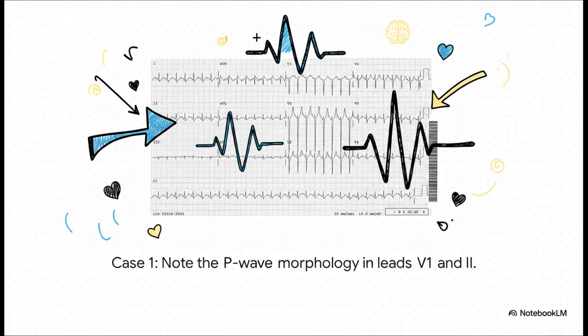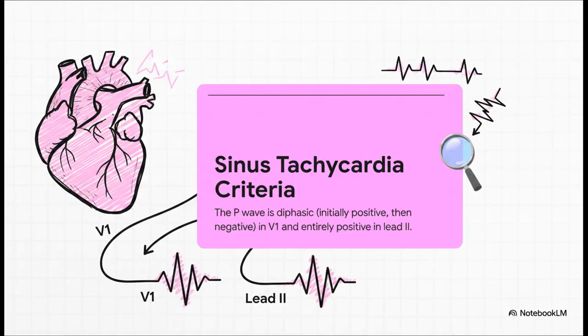First, I want you to focus your attention on lead V1. See that little bit of atrial activity right before each QRS complex? Notice how it has that distinct biphasic shape, first positive, then negative. Now shift your eyes over to lead I. Here, the P wave is clearly positive and upright. And what do you know? Those findings are a perfect match for the criteria for a sinus origin.